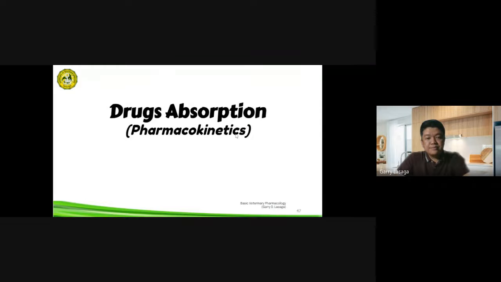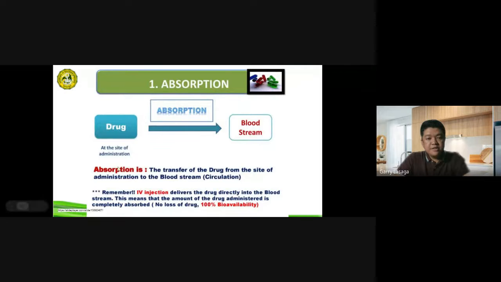So drug absorption. When we say drug absorption, that is the transfer of the drug from the site of administration to the bloodstream. And so we have here a diagram of the drug. Then we have here the absorption to the bloodstream. So again, the absorption of a particular drug will basically depend on the site of administration. That is one of the factors that will determine the amount and the rate of the absorption of a particular drug.